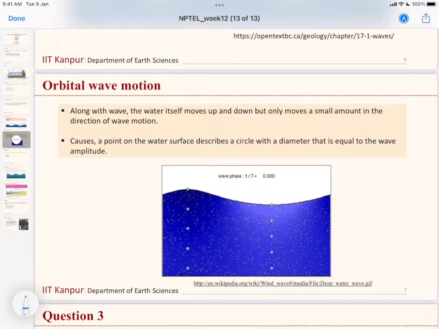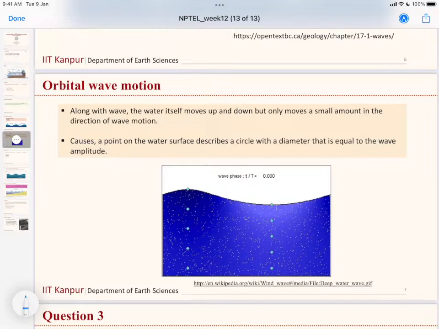Now to understand it with more clarity, let me show you. I'm sorry, I thought it would work, but since it's a PDF, I am unable to start this clip. But you can definitely see this clip on Wikipedia. If you type wind wave, you will find this GIF clip and you can play it.